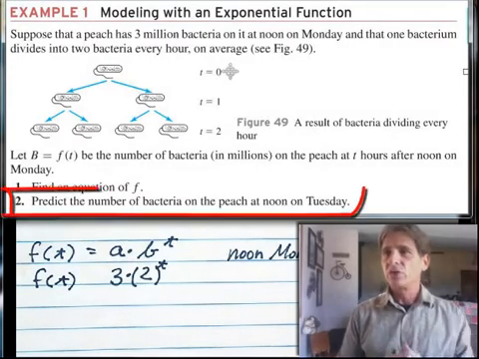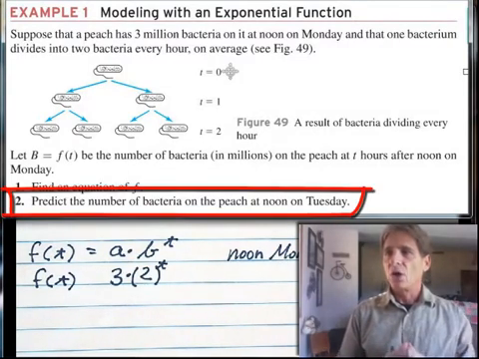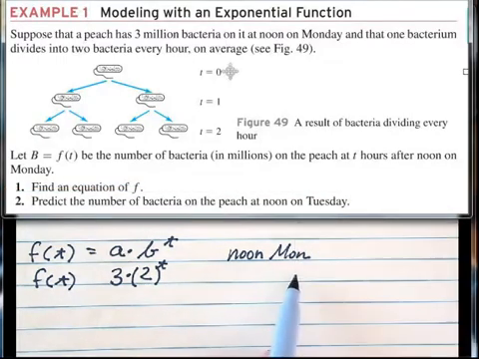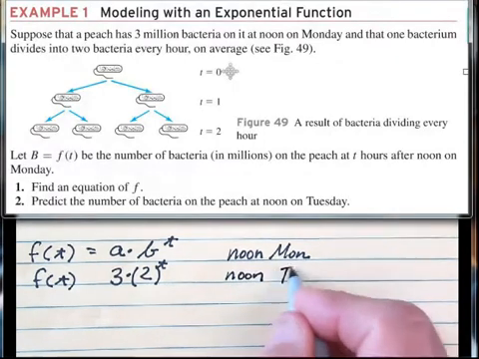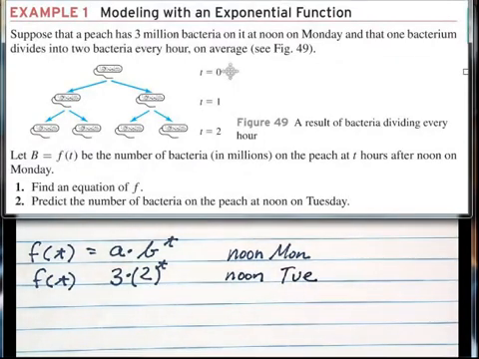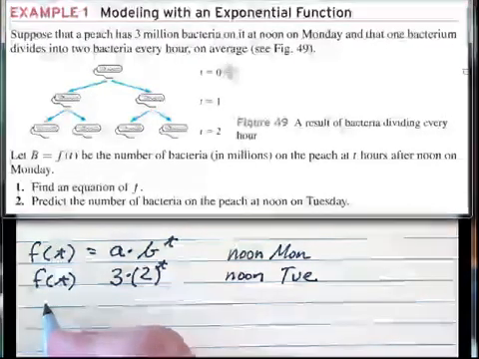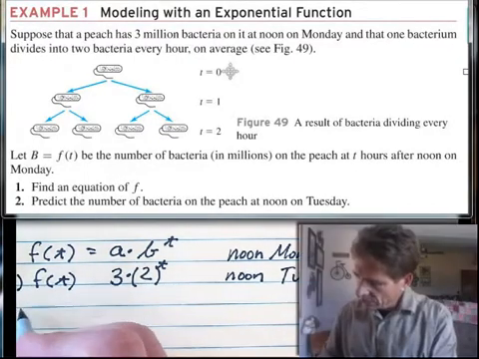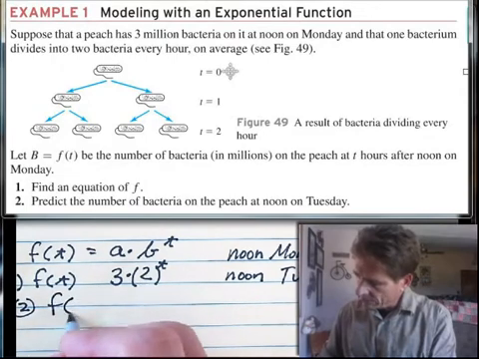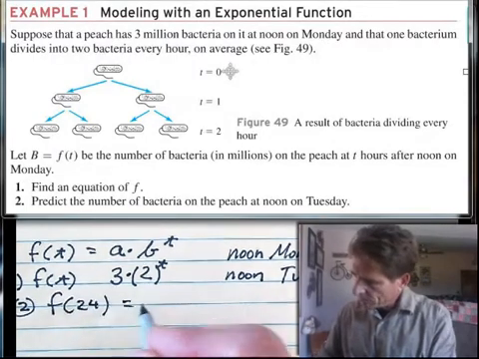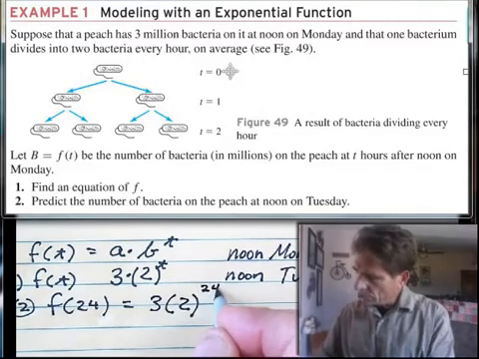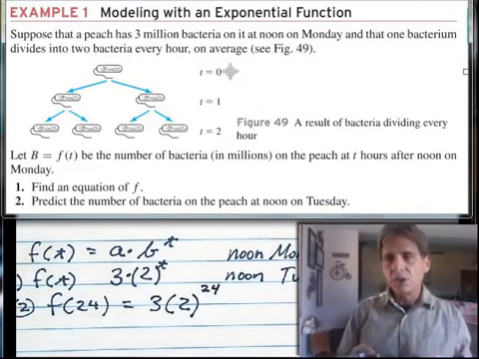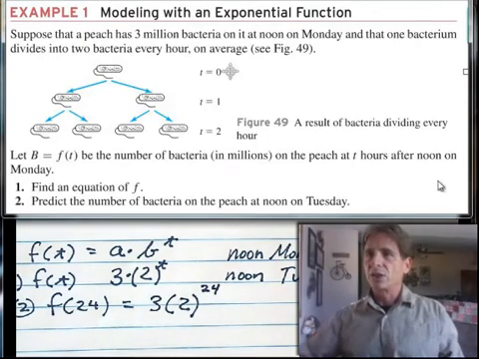And then part 2 says predict the number of bacteria on the peach at noon on Tuesday. So if we started noon Monday and we went to noon on Tuesday, that would be 24 hours. And so therefore, to find part 2, this is part 1, to find part 2, we find f of 24, which equals 3 times 2 to the 24th. And this will be in millions, notice, of bacteria.